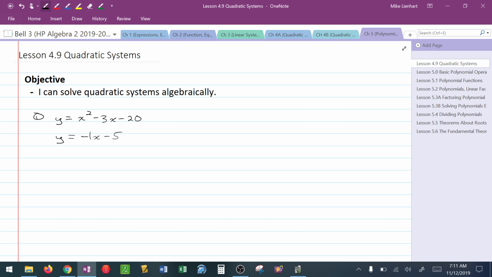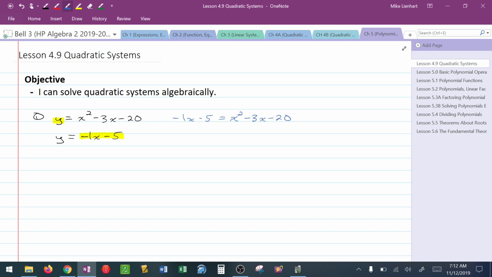When we have a quadratic linear system, if you think about it, there's the potential that we could have two locations where a line passes through a parabola. That's what we're in search of. The technique that we're going to use here is substitution. I'm going to substitute what y is equal to into the other equation. That would give us negative x minus 5 equals x squared minus 3x minus 20.